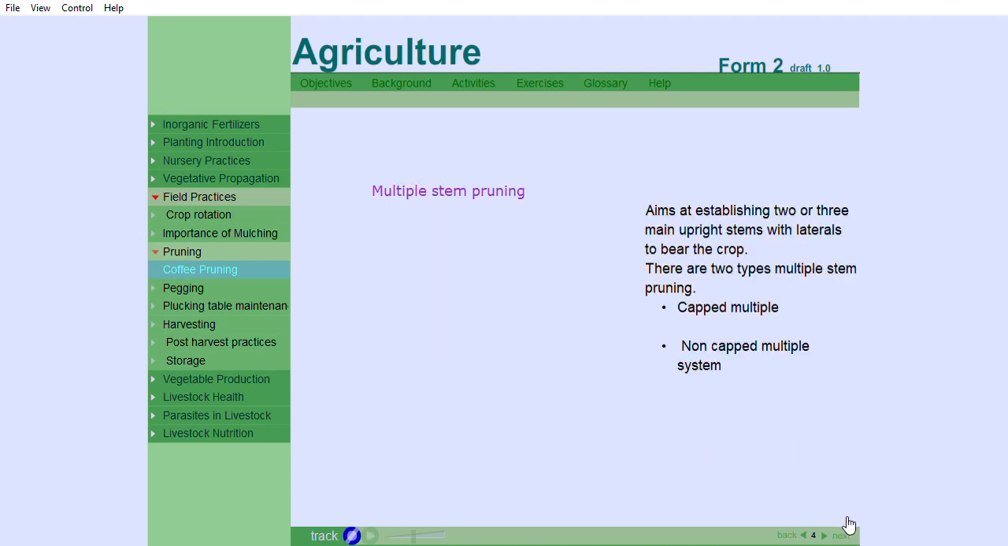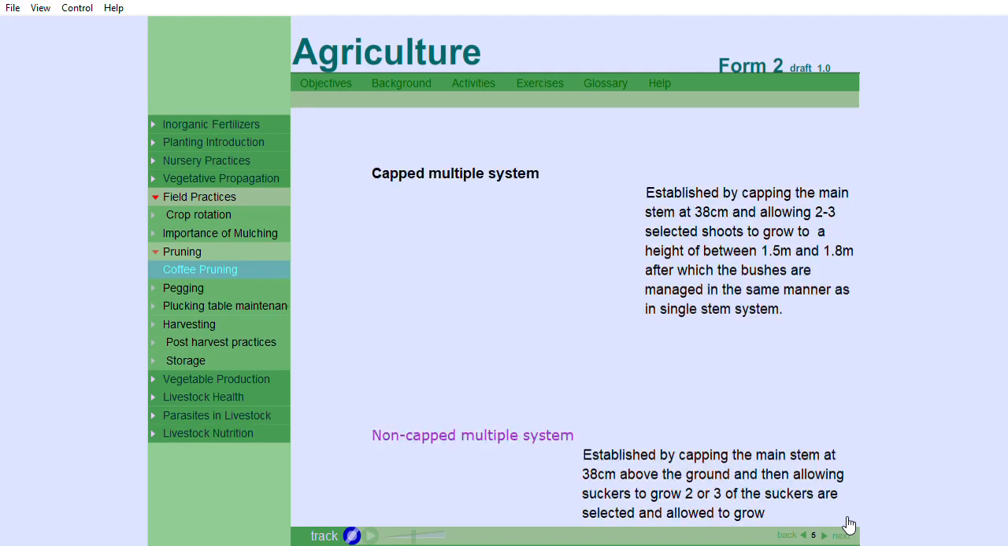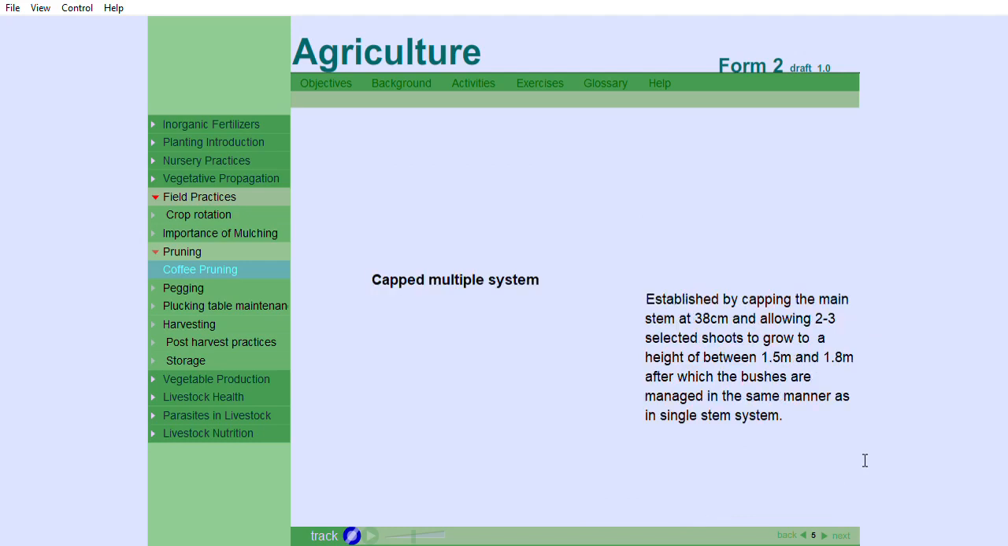Multiple stem pruning aims at establishing 2 or 3 main upright stems with laterals to bear the crop. There are 2 types: capped multiple and non-capped multiple systems. Capped multiple system is established by capping the main stem at 38 centimeters and allowing 2 to 3 selected shoots to grow to a height of between 1.5 meters and 1.8 meters, after which the bushes are managed in the same manner as in the single stem system.